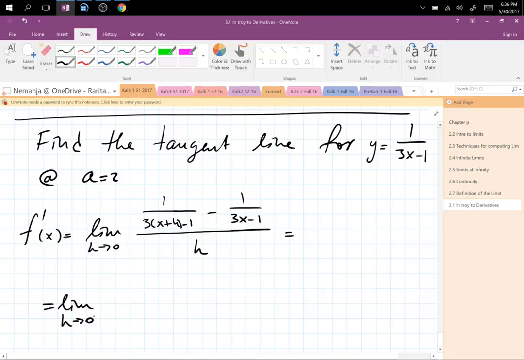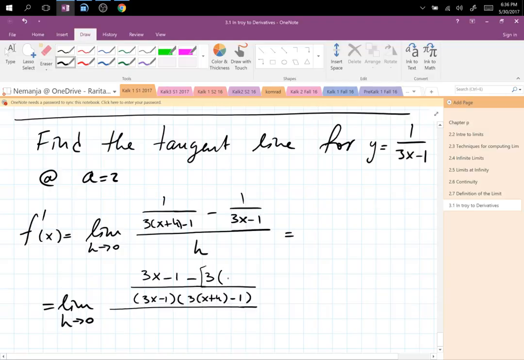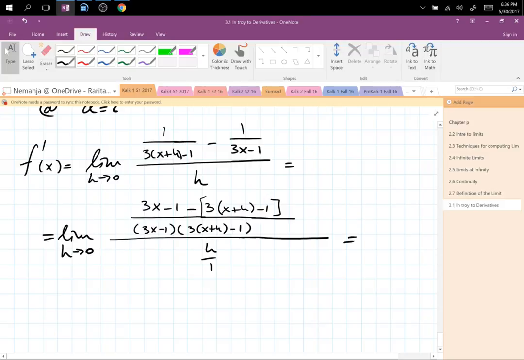Don't forget to write limit in every step until you are done using it. So the common denominator is 3x minus 1 times 3 times x plus h minus 1. In the numerator you have 3x minus 1 minus 3, we have to put in brackets, 3 times x plus h minus 1 close bracket, everything divided by h. You can put over 1 if you want to. So it's the limit as h goes to 0.